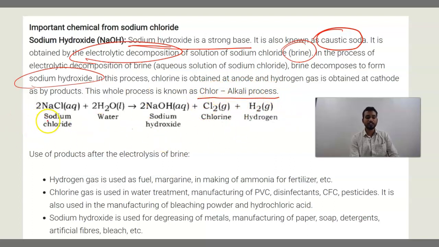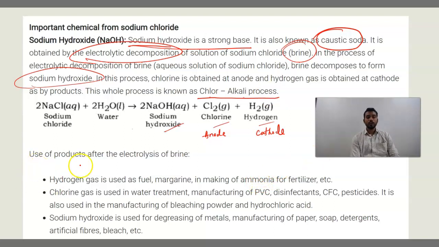Remember this reaction. Sodium chloride plus water, in the presence of electrolytic decomposition. Due to electrolytic decomposition, what happens? It converts into sodium hydroxide, chlorine and hydrogen. Where is this chlorine obtained? It is obtained at the anode and hydrogen is obtained at the cathode. This process is known as the chlor-alkali process.